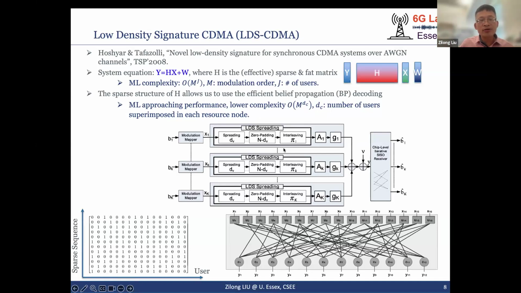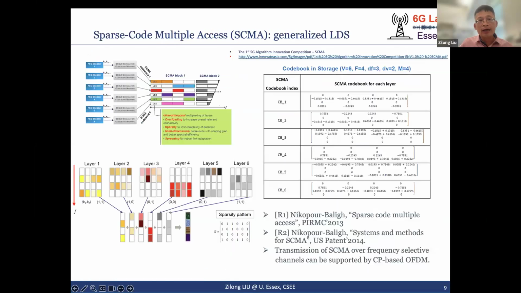Based on that, Huawei noticed such a technique, and in 2013 they published a conference paper. Later on, they got their patent, and they further developed it into the so-called sparse code multiple access, which we can regard as a generalized low density signature.